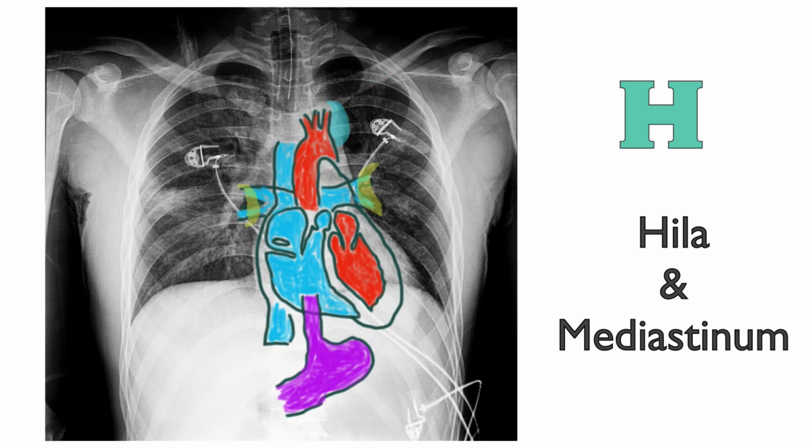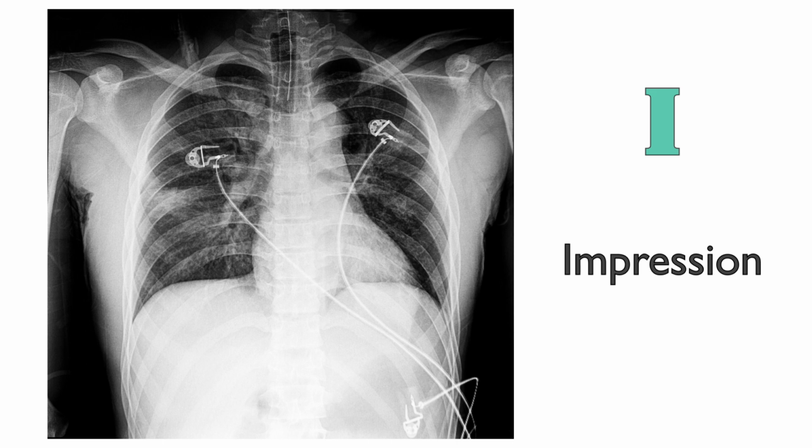Next, evaluate the hilum for lymphadenopathy, calcifications, and masses. The left hilum is normally higher than the right. Check for widening of the mediastinum and for tracheal deviation. I is for impression. Now that you've assessed the quality and systematically reviewed the x-ray, you're ready to synthesize your findings and create an impression of the image.